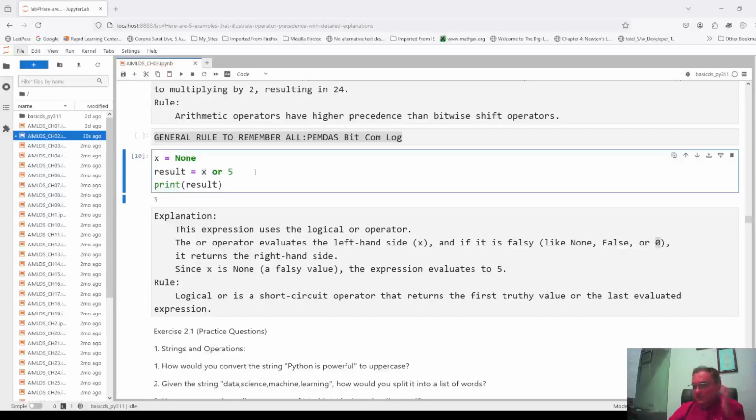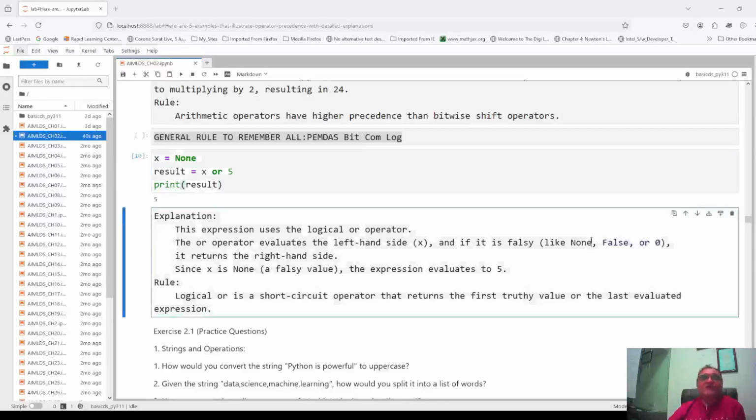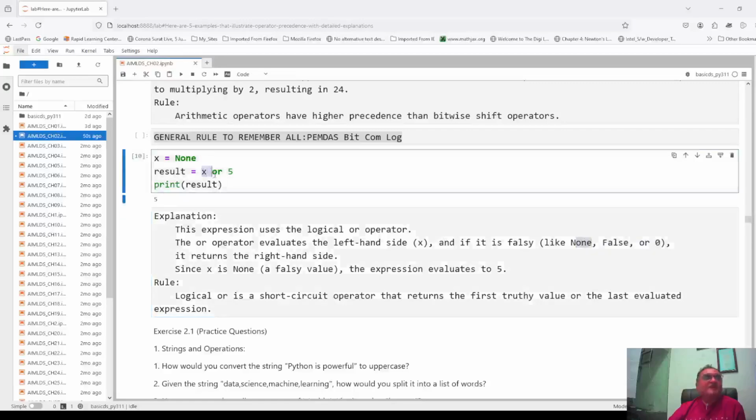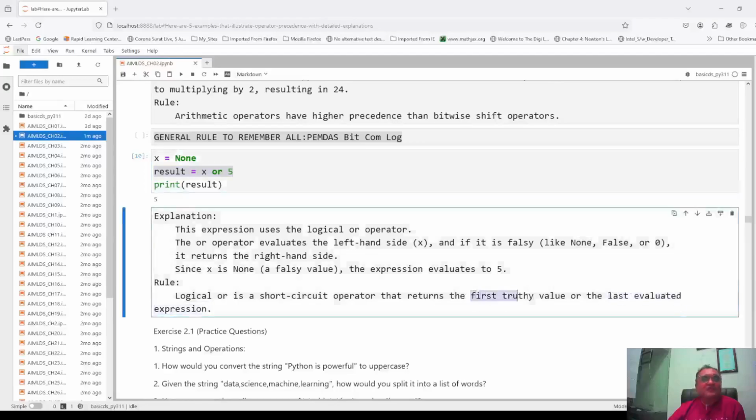For all practical purposes, you should remember that Python internally does not store the words True and False, but True is stored as 1 and False is stored as 0. So whenever you see True, you should remember 1 only, and whenever you see False, you should remember 0 only. So whenever False or zero or None is seen, they are called falsy values. That means this thing is falsy. Then it waits until the next thing, and if the next thing is truthy, then it will evaluate the whole result as the last evaluated expression or first truthy value.